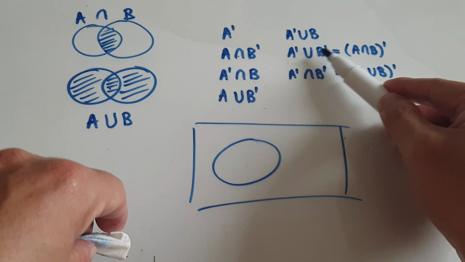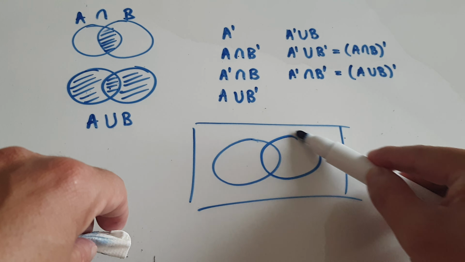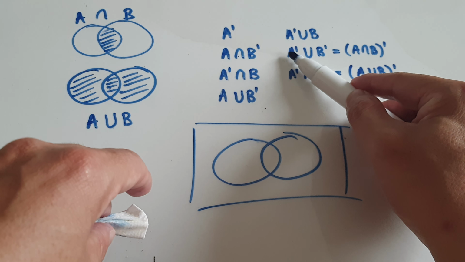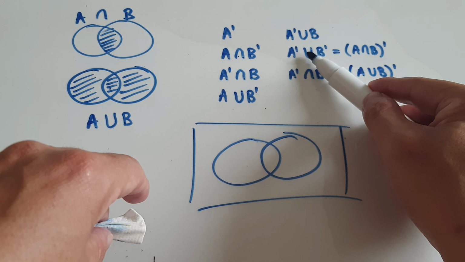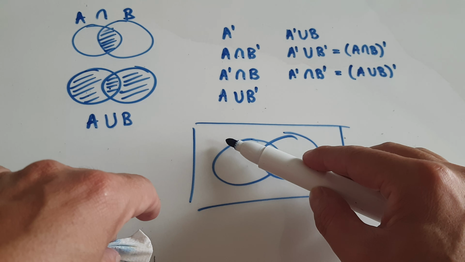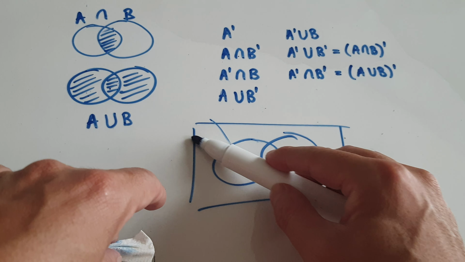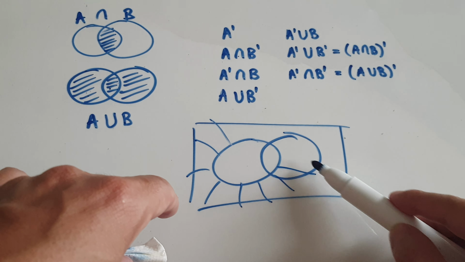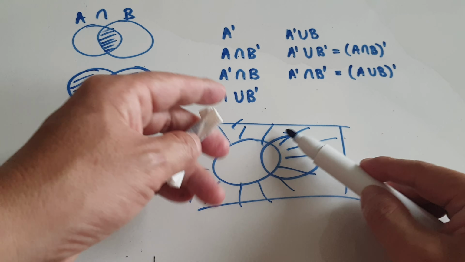The union. So you know it's going to be this or this. So this is the union here. So everything on the outside of A, everything on the outside of A. So all these regions are automatically good.